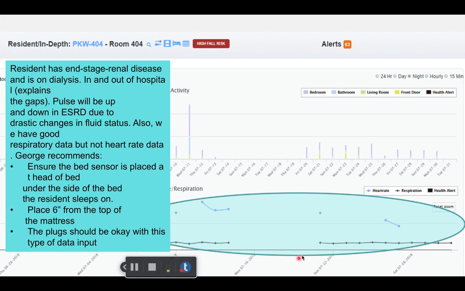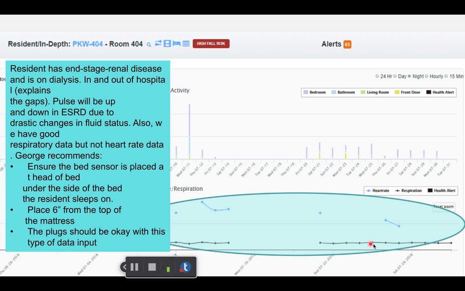They're in and out of the hospital, so that explains this blank period here. But the pulse will go up and down because of that end-stage renal disease, and they have such drastic changes in their fluid status. So that explains why we're seeing such a swift change in that heart rate over time. And if we didn't talk about those things, then we wouldn't necessarily realize that that's a possibility.